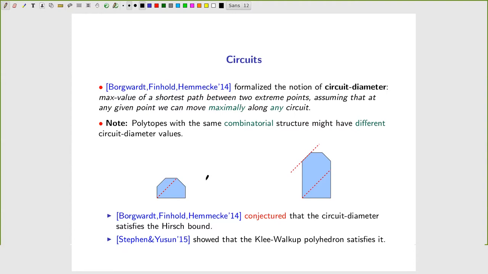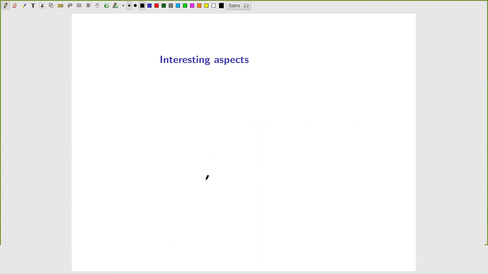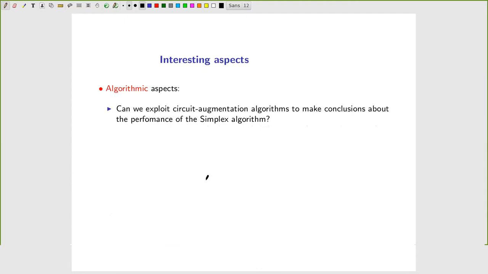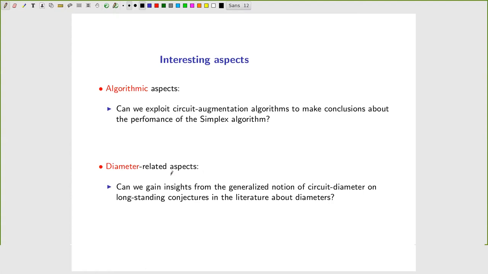On the other hand, the thing that actually interests me more is whether we can view them as a tool to get some results with respect to the normal notion of combinatorial diameter and with respect to the performance of the simplex algorithm. So in particular, I found them interesting from two points of view. Algorithmically, because I found it a nice question whether we can exploit this algorithm to, again, trace back and be able to say something about the performance of the simplex algorithm, for example. Or in terms of diameters, and we also discussed this a little bit yesterday, whether this can give us some insight to address some long-standing conjecture, again, with the usual notion of diameter. So I would like to actually try to talk a little bit about these two things in this talk.